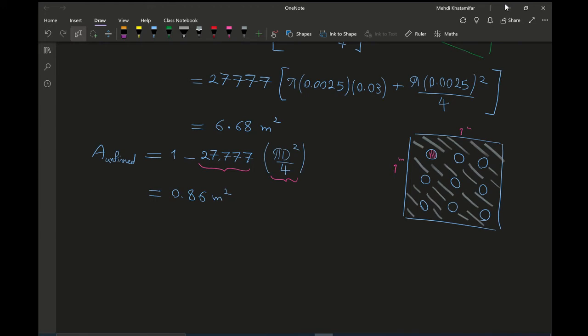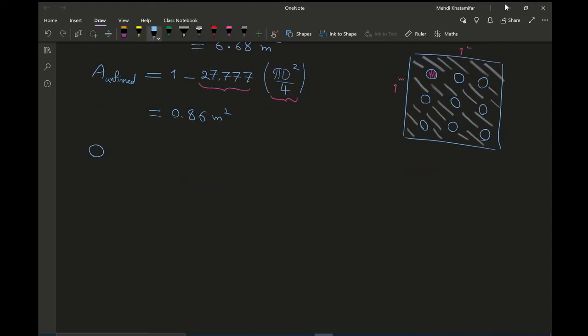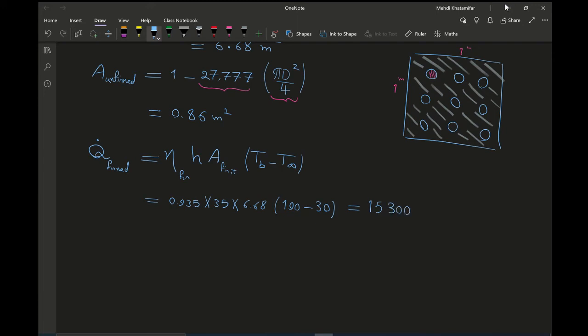Okay, now the preparations are finished. Now I need to find the heat transfer rate for the finned area. So this part is easy. Q dot for the finned area is going to be the efficiency of one fin, the convective coefficient, the total area of fins, and base temperature minus T infinity. And this is going to be 0.935 times 35 times 6.68 for the area, and base temperature is 100, infinity was 30, and it is going to give us 5,300 watt. So this is the heat transfer rate for the fin.